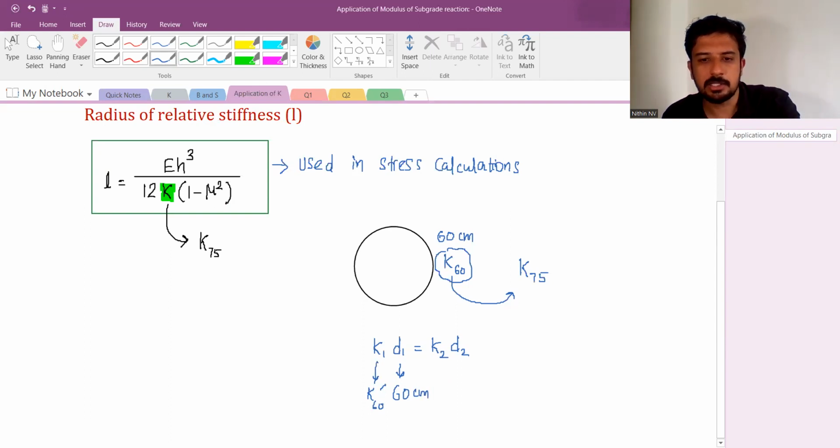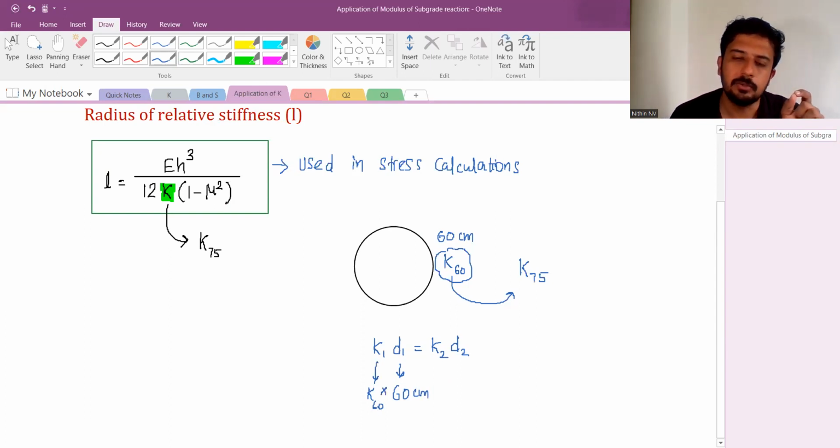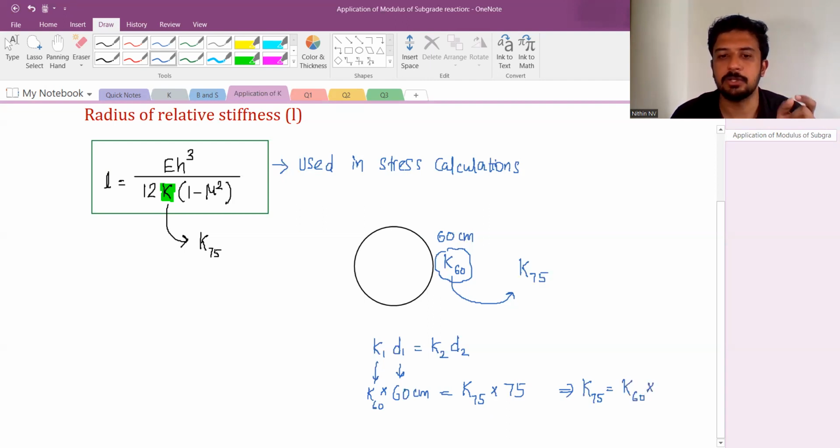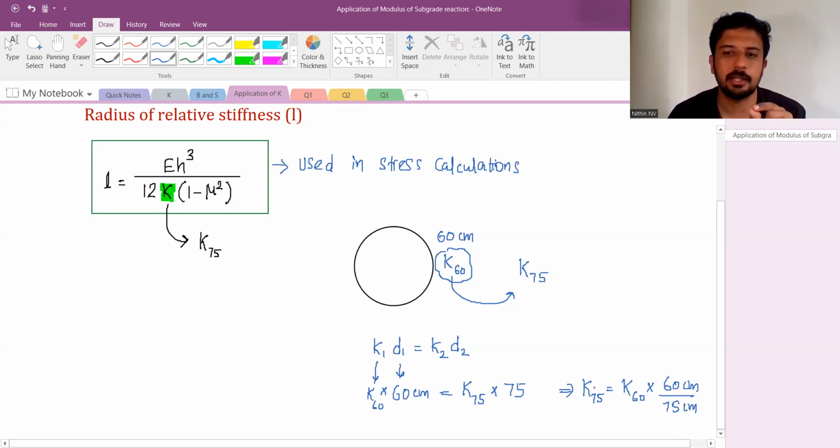So K1 D1, in the sense K1 into D1, the obtained value into the used diameter, will be equal to the standard value which we require, the value corresponding to 75 dia. So the value which we require in this equation is K75 into 75. By applying this correction, the K75 which we need to substitute in this equation will be the calculated value from the test into the used diameter divided by the standard diameter. So like this, a correction we are going to apply finally, and this obtained value only we can substitute in this particular equation.